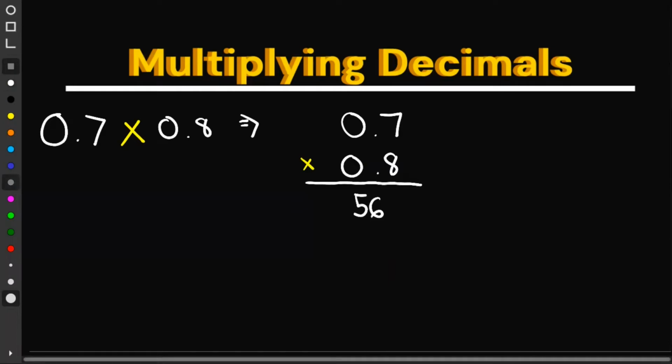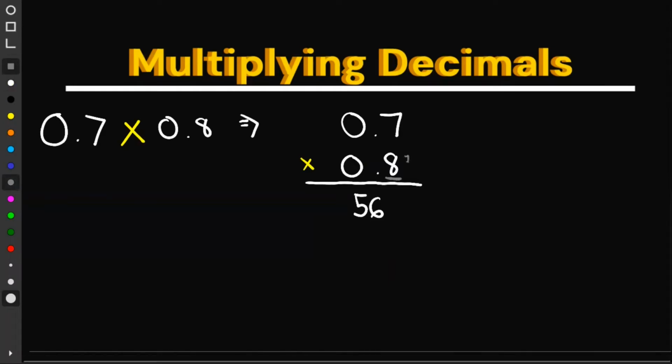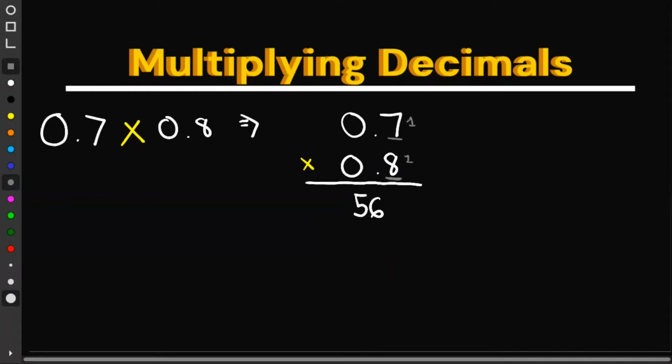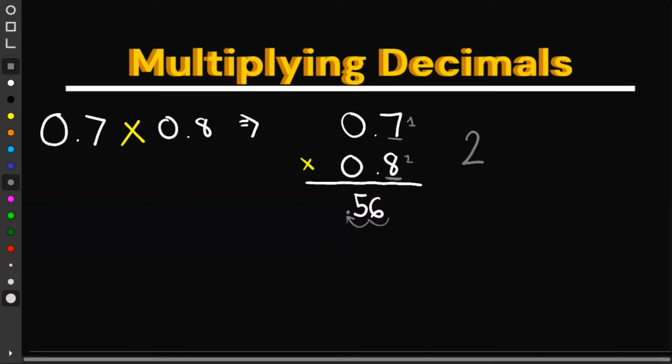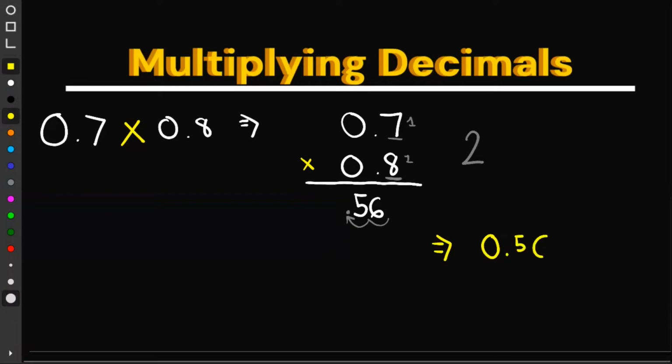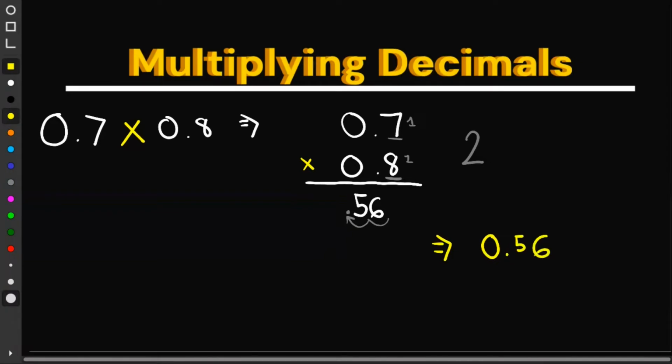Then since we have 1 decimal place for this one, 1 for this one, again we have 2 decimal places combined. So we move the decimal over here. And so our final answer for this one is 0.56. That is the answer.